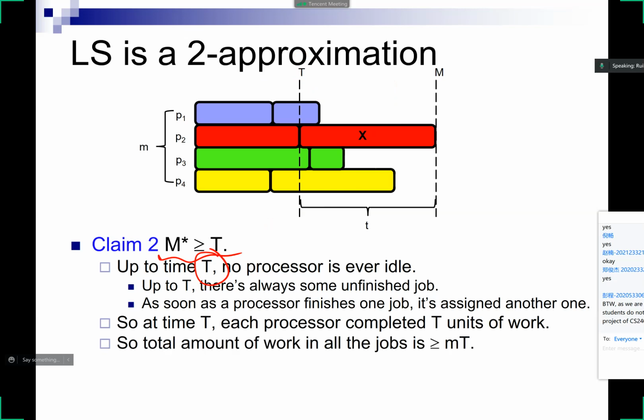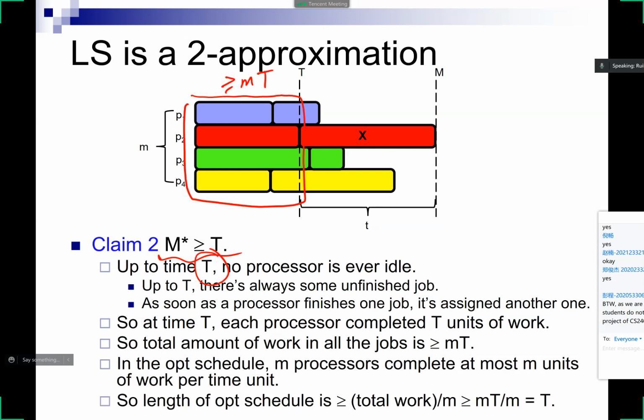Now let's look at the total amount of work which is done by all of the processors up until time T. If you look at the area over here, in each unit of time, each processor only does one unit of work, because we assume all the processors have the same speed. Since this entire area from 0 to T is filled up because no processor is idle, and you have m processors in total, the amount of work in here is going to be at least m times big T.